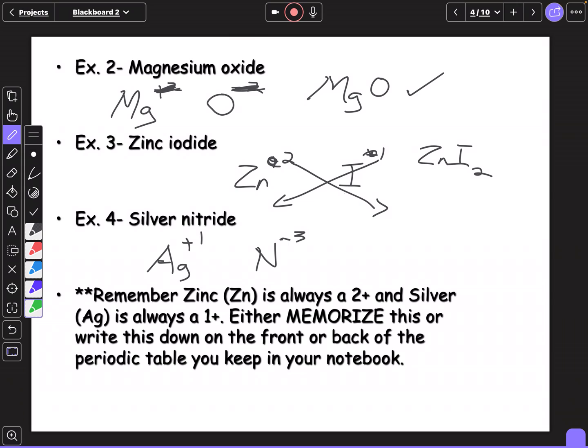When these are different, I can cross the charges. I'll work it that way first, and I'll work it the other way. I'm going to cancel out the positive and negative. I'm going to bring the 1 down here, 3 down here. I'm left with Ag3N1. I don't write the 1, it's understood. That would be my answer.